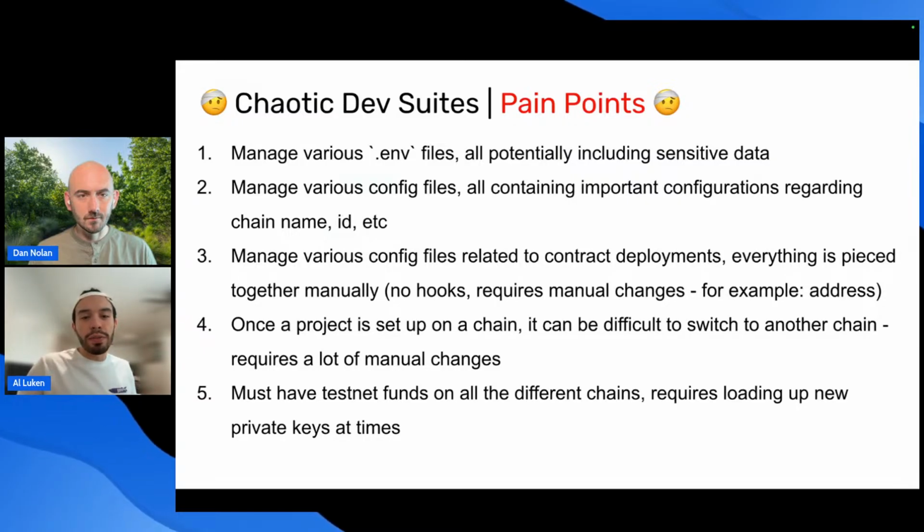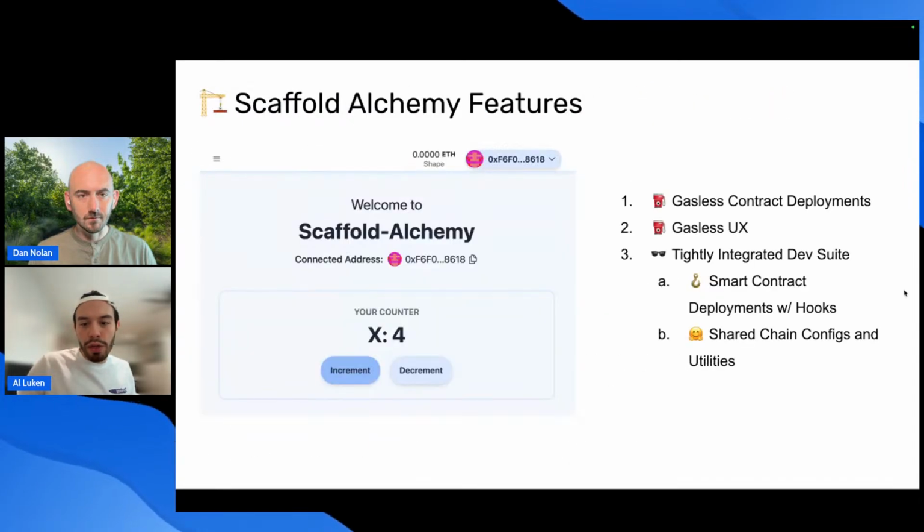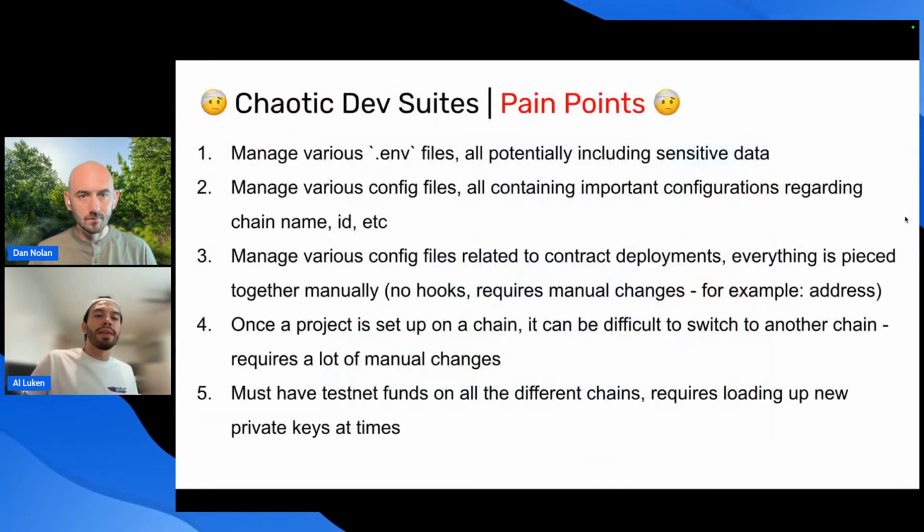So this chaotic dev suite pain point slide is related to number 3, the feature called tightly integrated dev suite, right? We have hooks and we have shared chain configs and utilities. Let's dive into some of the problems if we didn't have that via Scaffold Alchemy. So like you are writing a project from scratch, you have to manage various .env files, all potentially including sensitive data and different API keys. Maybe you have one for your Hardhat and one for your front end, and one for your Web3 smart contract side.